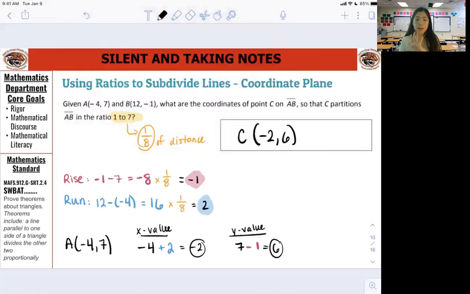Questions, comments, concerns, how do we feel? We're going to do a couple more, but how do we feel at this point? Did anyone get lost along the way and they weren't sure what step would go next? Okay, how did I do the y? Okay, hold on. Janelle is asking, how did I do the y? Which part of it? The -1?